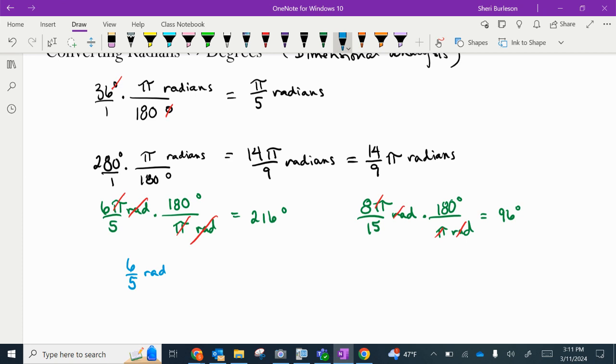Pi is not a unit of measure. It's a number. Radians is the unit of measure. Doesn't matter if it has pi in it or not. I'm going to do the same thing we just did. I need to divide out radians and introduce degrees. So 180 degrees over pi radians, I am going to get 216 over pi degrees.